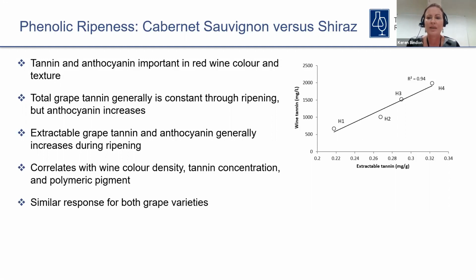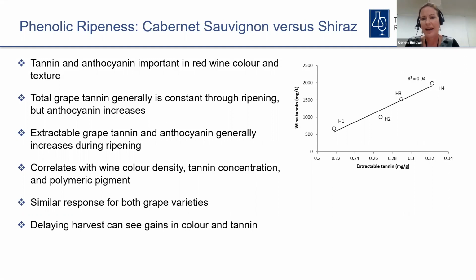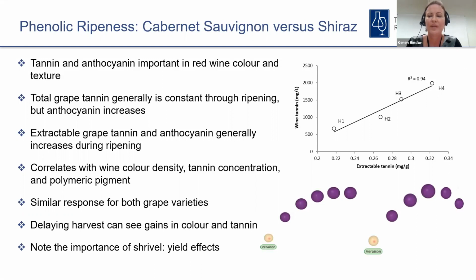So we see that for Shiraz and Cabernet, where we want to understand the difference between these two varieties, there's a similar response for both. And so to justify extending that hang time, we can see that delaying harvest can bring gains in color and tannin. But it's a combination of both the changes in content, so actual accumulation in the berry, and also shrivel. We do see clear effects that if a grape enters the shrivel phase, part of the reason for the increase in tannin and anthocyanin is simply because the grape has lost volume.